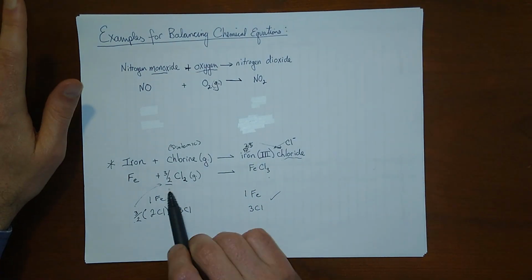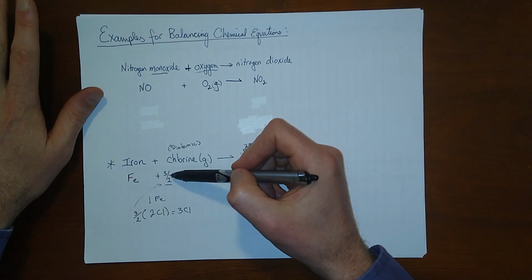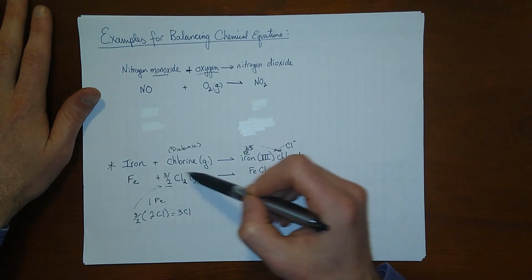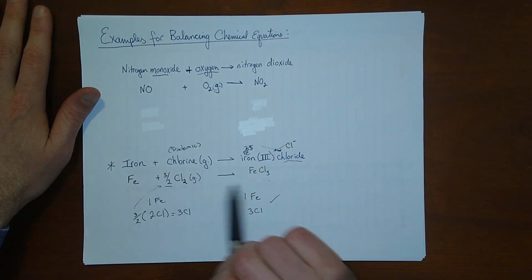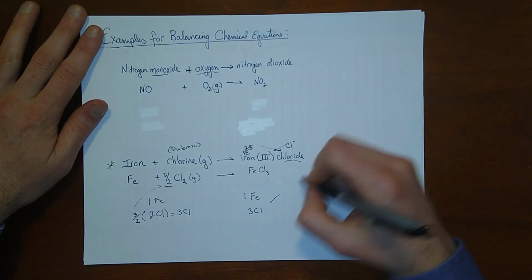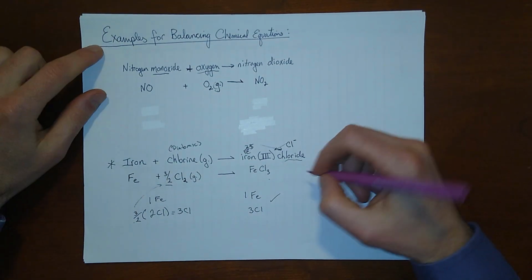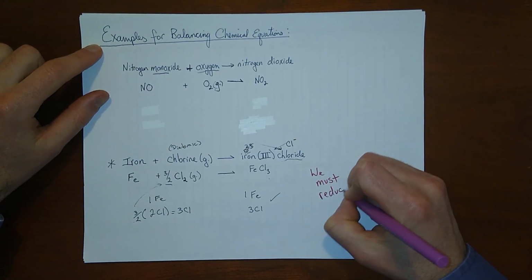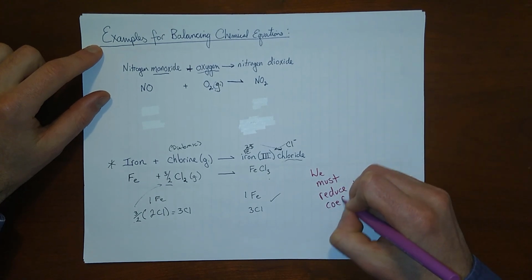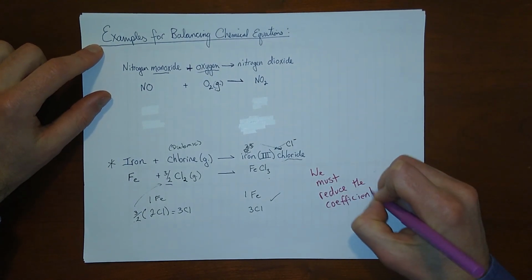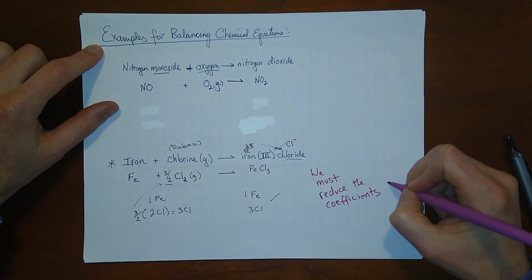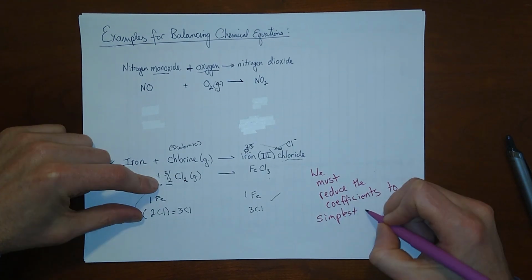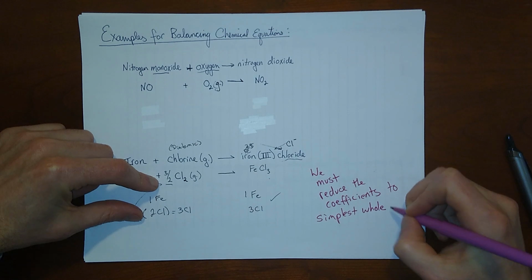But I can't in reality have 3 halves of 2 chlorine atoms. I can't have 3 halves of these. I have to have whole numbers for all of my coefficients. All right, so just like with the empirical formulas, when we're balancing equations, we must reduce the coefficients to the simplest whole number ratio. And 3/2 is not a whole number yet.